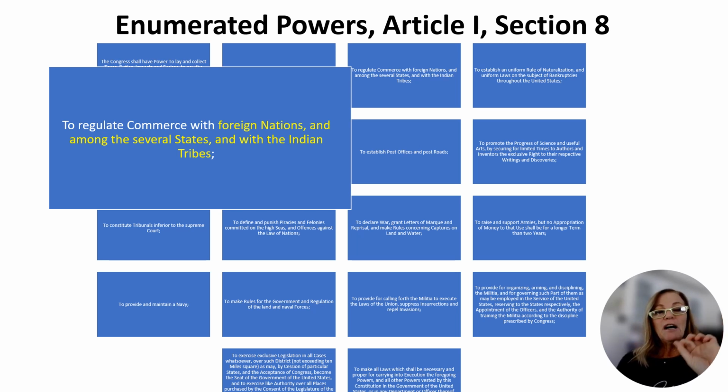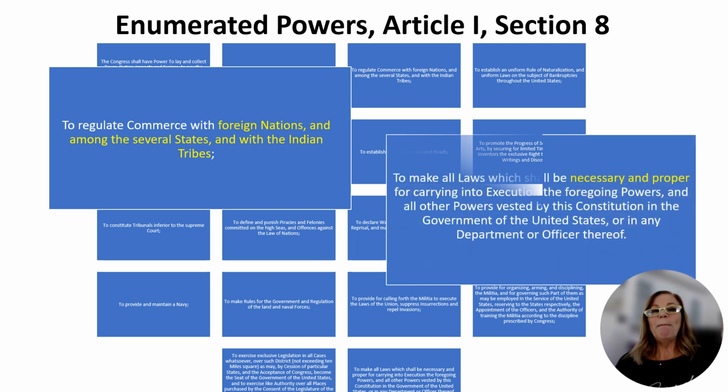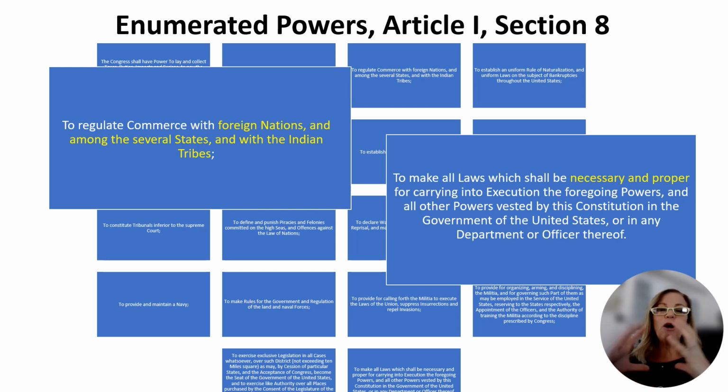The kicker of most of their powers is this one power that says the government can make any laws necessary and proper for carrying into execution the foregoing powers and the other powers vested by the Constitution in the government of the United States or in any department or office thereof. So basically it's saying, if we give you a power, do whatever you think you need to do to regulate, whatever's necessary and proper, you can do. And what's interesting about this is you're going to see how broad the commerce power is.